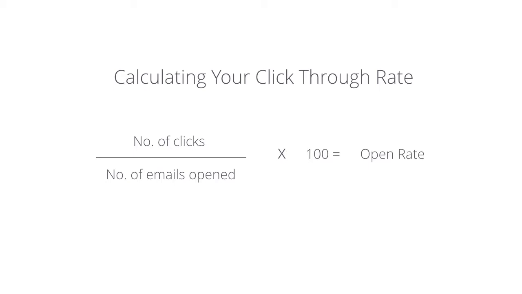Now the more people you can get to open your emails, the more clicks, the more traffic you'll get to your offer, and the more profit you'll be able to make. So let's look at some tactics you can use to increase your open rates and your click-through rates. So we're going to be looking at subject lines and previews.